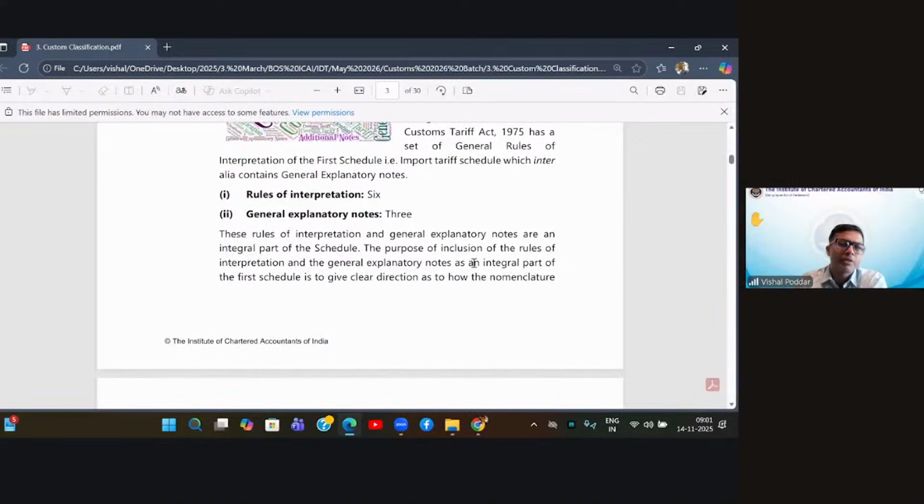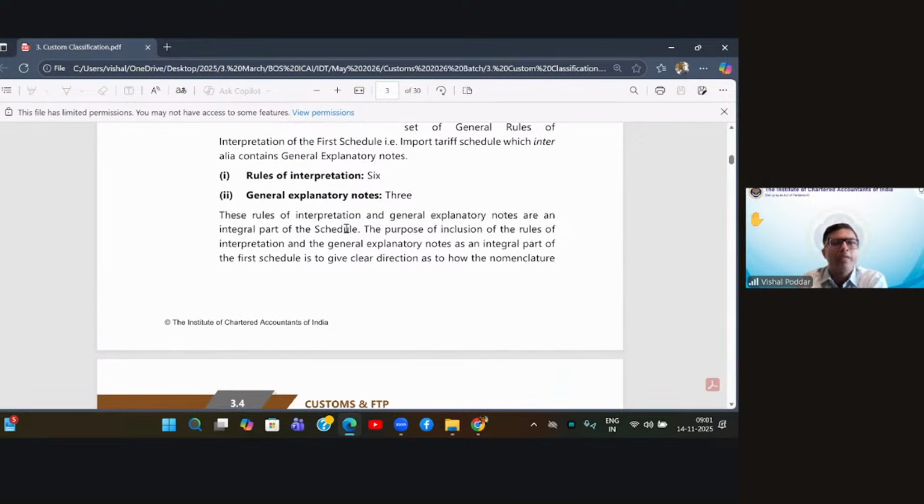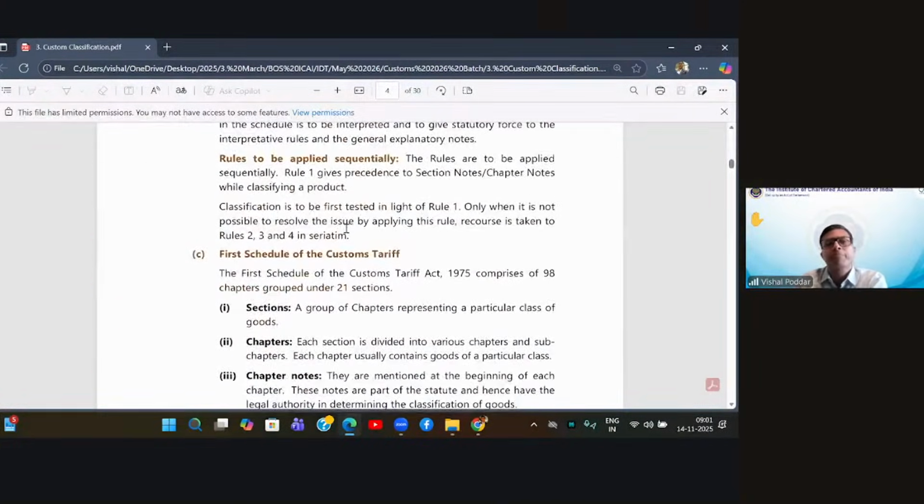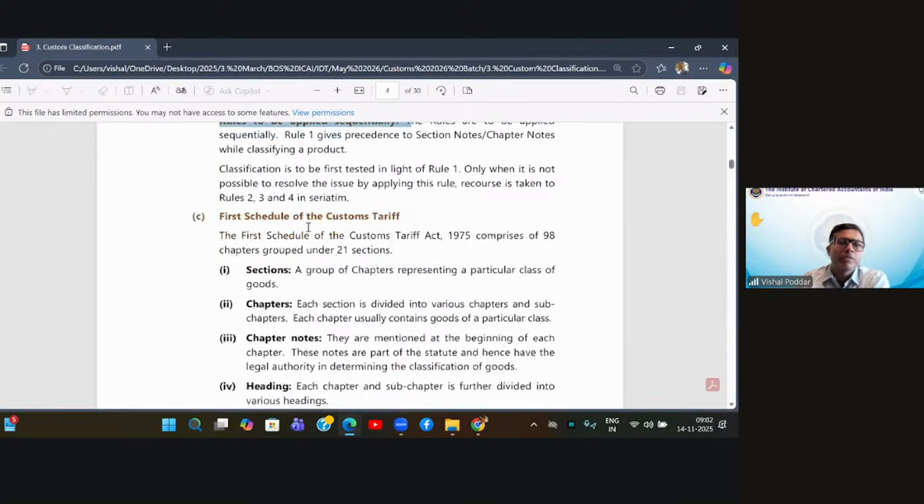Now how to interpret this whole schedule? You have 6 interpretation rules and 3 general explanatory notes. Using both, the interpretation rules and the explanatory notes, you will get a picture as to how the classification is to be interpreted. Importantly, these 6 rules have to be applied sequentially. So you will always start with rule 1. If your answer is there in rule 1, fine, or else you proceed to 2.